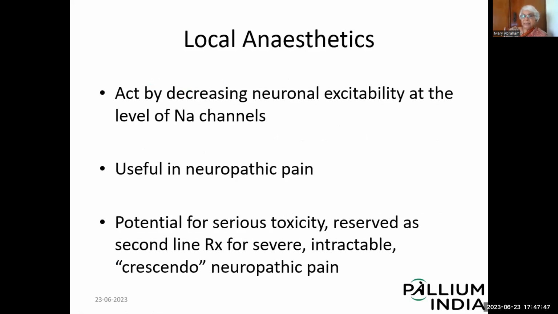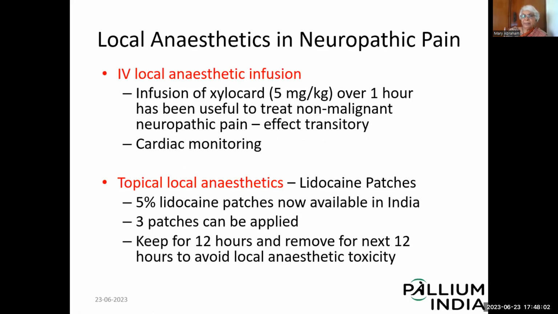The other drug given for neuropathic pain is local anesthetics. This acts by inhibiting the sodium channels, and it's particularly useful for severe intractable neuropathic pain. How do we give it? We give it as a local anesthetic infusion. You calculate the dose of xylocard by body weight, that is 5 milligram per kg, add it to 500 ml of normal saline, and give it over 1 hour intravenously, keeping cardiac monitoring and monitoring for CNS effects. So it's done as a daycare procedure. It has been used for treating non-malignant neuropathic pain.